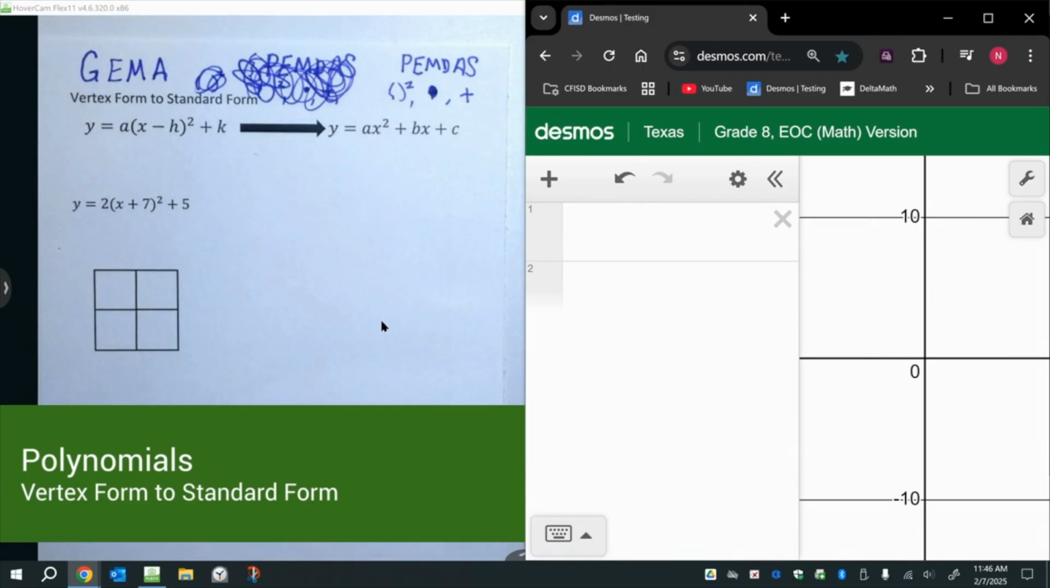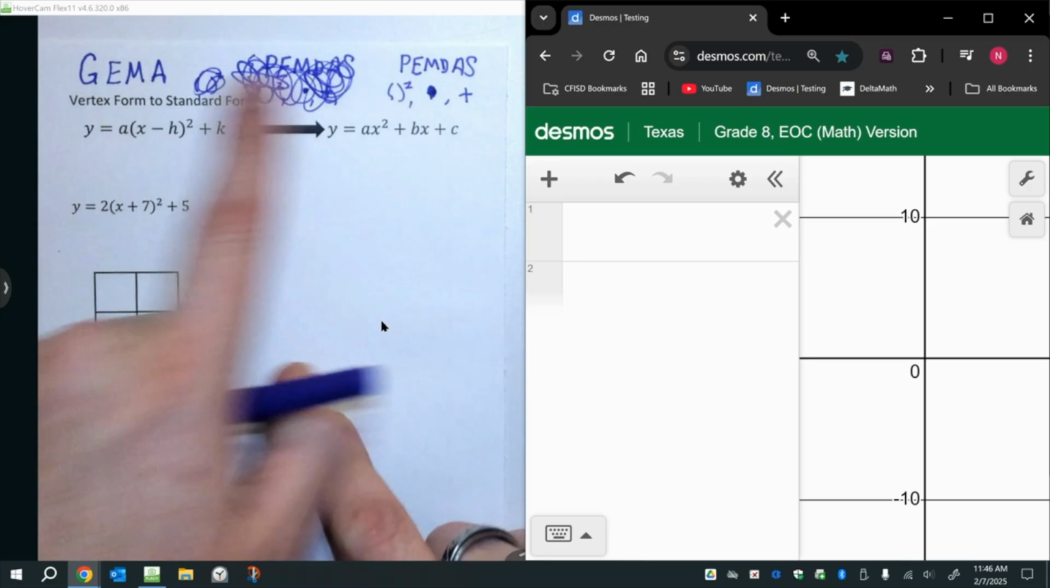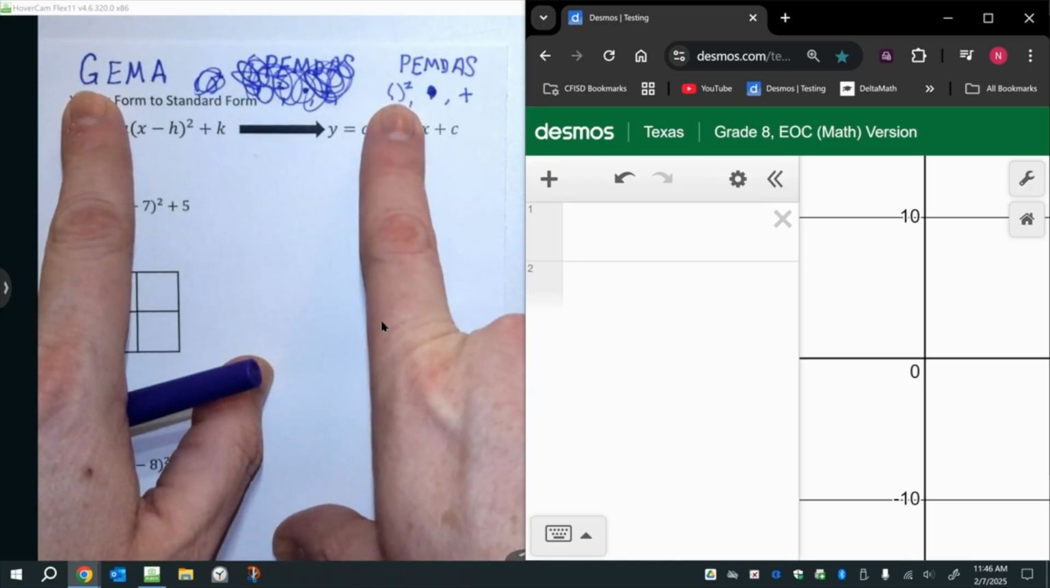Back to today's edition, solving vertex form to standard form. We're going to take a look at a couple things. We've got GEMDAS, or maybe you've heard of PEMDAS. Either way, we're going to look at this. We are going to group some stuff together.